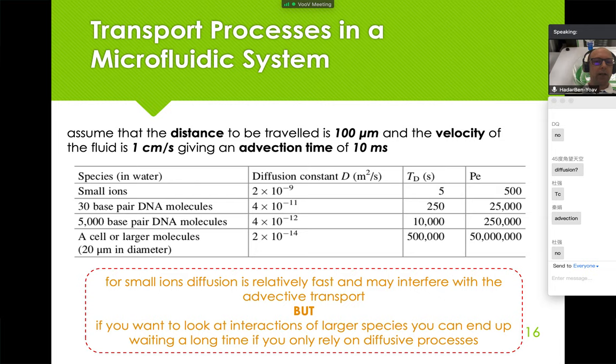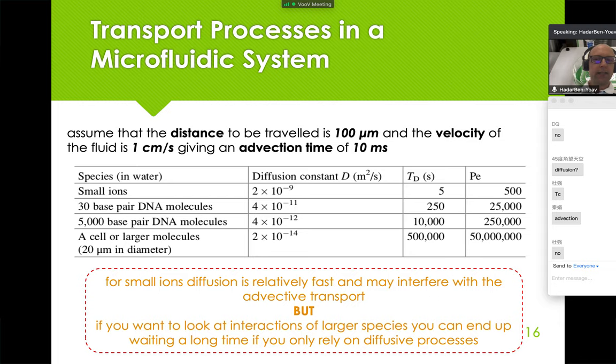So we have a question. That's another parameter that you need to take into account when you try to model and start to understand from these equations how the mass transfer would behave in your system. You can calculate the Peclet number and also estimate the time it's going to take for your molecules to transfer in your system.